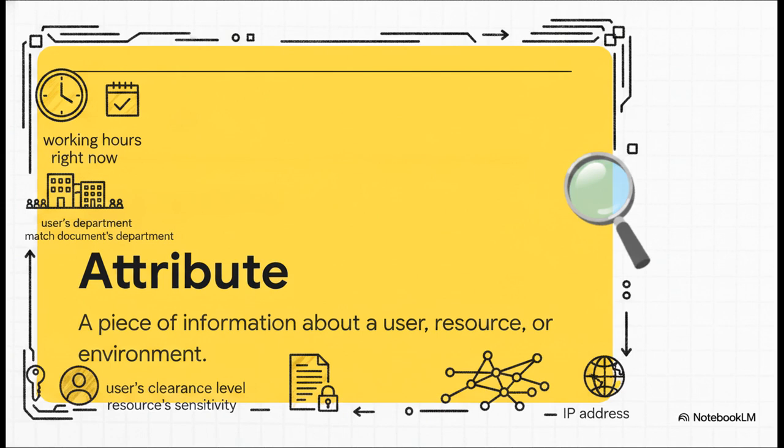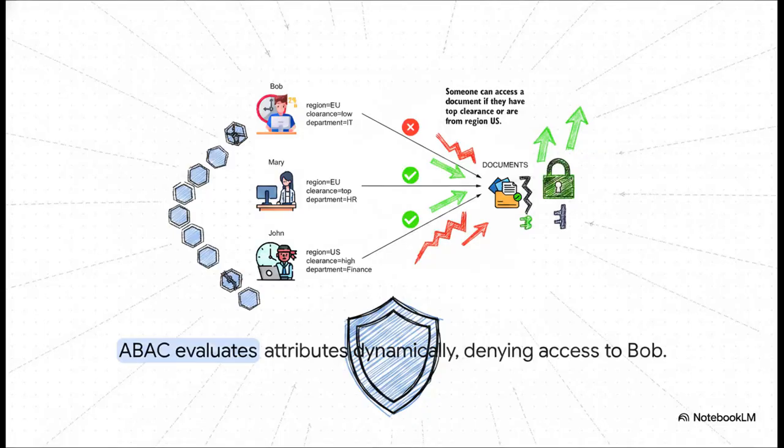It could be about the user, like their security clearance. It could be about the resource itself, like its sensitivity classification. Or it could be about the environment, like the IP address or the time of day. For example, a high-security hospital might use ABAC so that a doctor can only access a patient's medical records if they are currently clocked in on shift, an environment attribute, and the patient is currently assigned to their specific ward, a resource attribute.